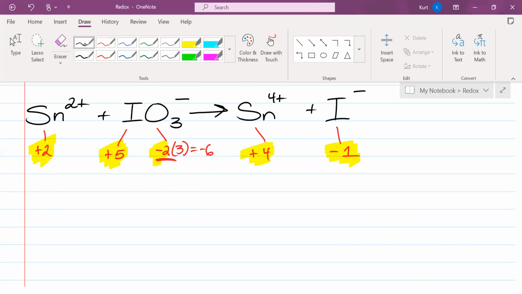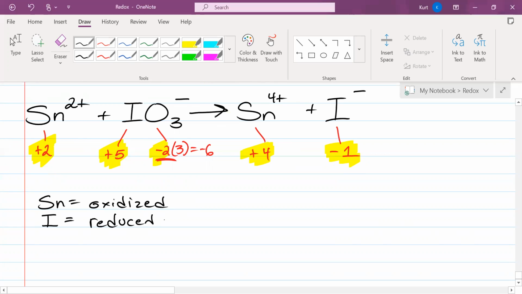All right, so Sn goes from +2 to +4, so that has been oxidized. And iodine, or iodide, generally the same thing, goes from +5 to -1. So that's going to be reduced.